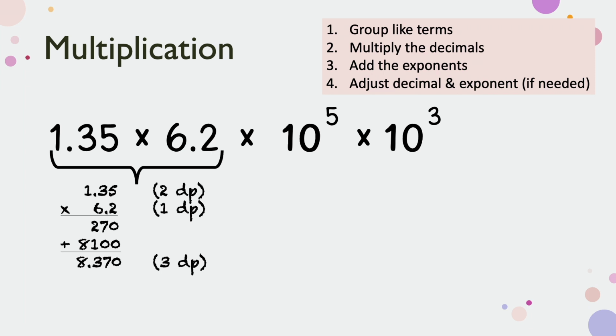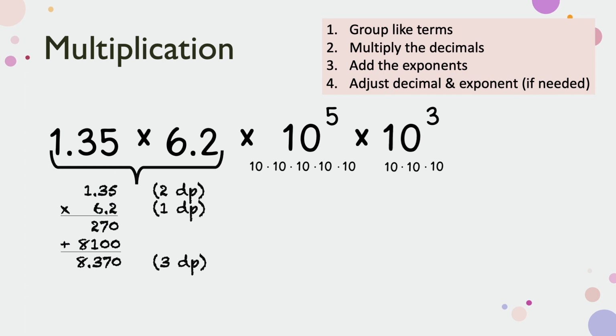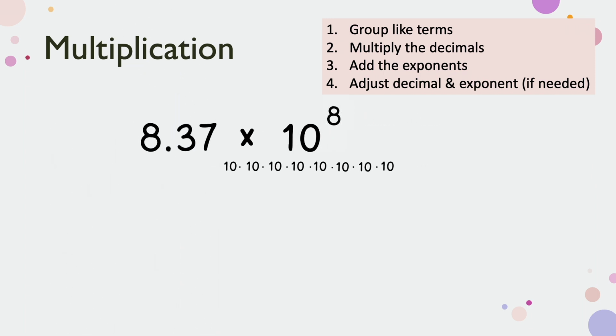10 to the fifth is 5 tens multiplied by each other, while 10 to the third is 3 tens multiplied by each other. If you're multiplying 10 to the fifth by 10 to the third, that's a total of 8 tens multiplying each other. So step 3 is to add the exponents together. Step 4 is to adjust the decimal and exponent if needed. In this case, we already have exactly 1 digit before our decimal point, so we don't need to do any adjustments. We're done. Our answer is 8.37 times 10 to the 8th.